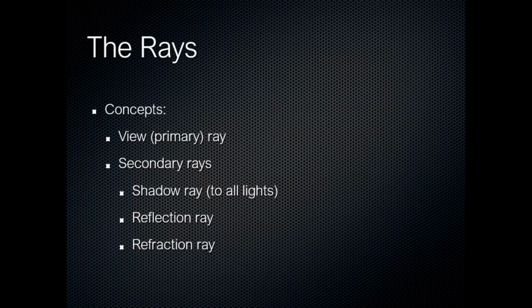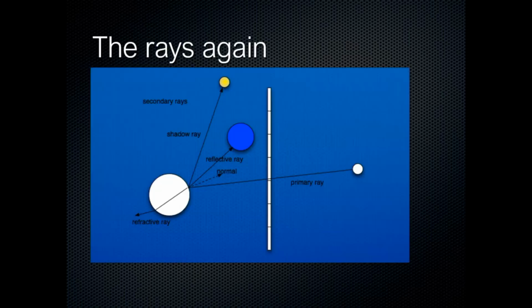We're going to send out the view or primary ray, and that's going to go from the image to the surface. But then we're going to send out secondary rays. And secondary rays are going to be shadow ray to all the lights, reflection ray, and a refraction ray. So this is the arrangement of all the rays that we need to consider for the moment.